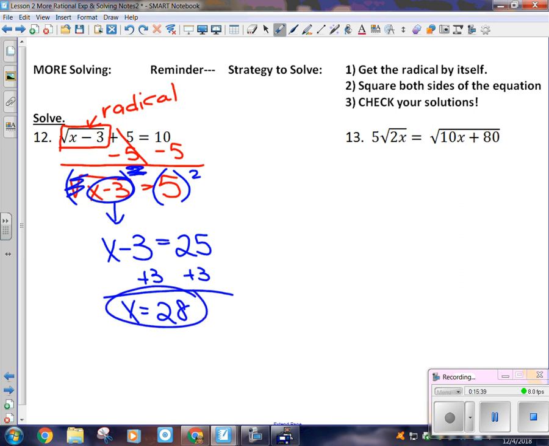If I put 28 up here, 28 minus 3 is 25. What's the square root of 25? 5. 5 plus 5 would be 10, so it does check.